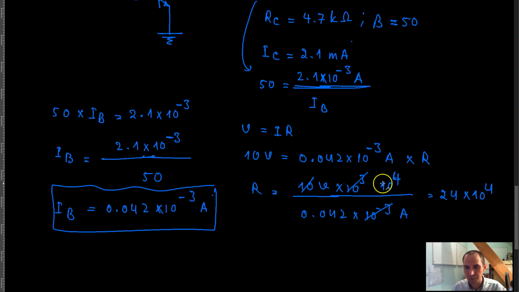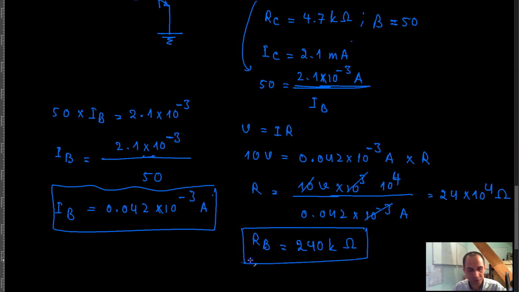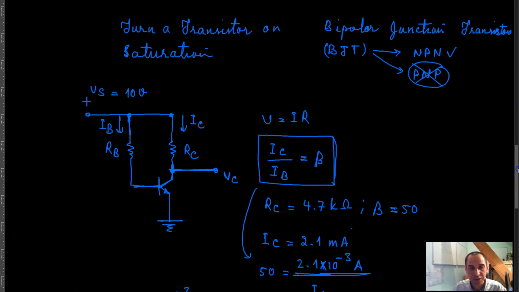Volt divided by amp is equal to ohm, right? So that means that R of B is supposed to be 24 into 10 raised to the power 4, which is 240 kilo ohm, right? So that is the resistor that you choose for your base. And let me see if my answer is correct. 240 kilo ohm, right?